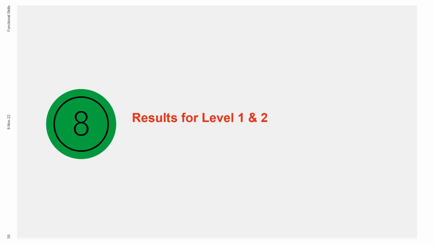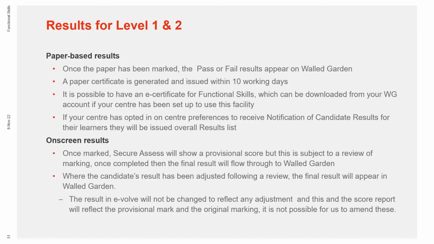So the exam has taken place. How do you find out how your candidates have performed? Paper-based results. Once the paper has been marked, the pass or fail results appear on walled garden. A paper certificate is generated and issued within 10 working days.